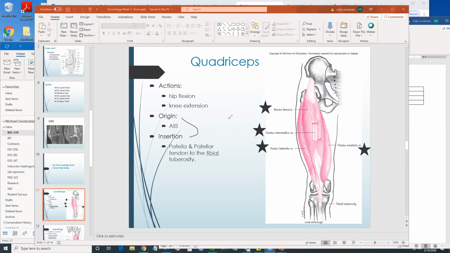I'm not so worried that you know origin and insertion. I'm more worried that you know the actions here, okay? So just remember, these are in front, so they are going to do forward motion. And forward motion is hip flexion, knee extension.